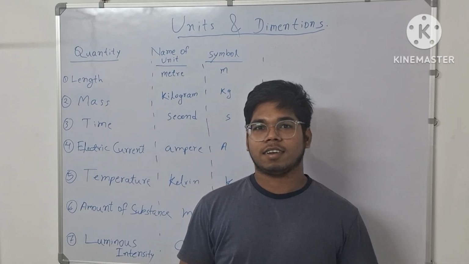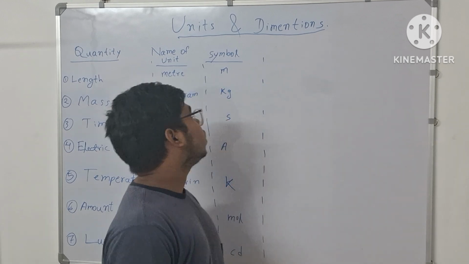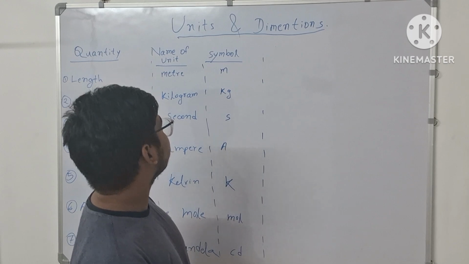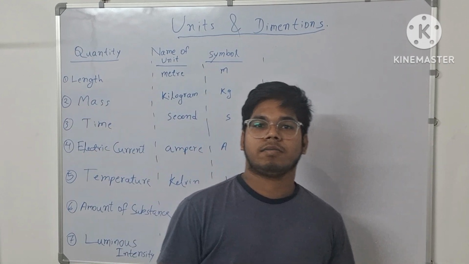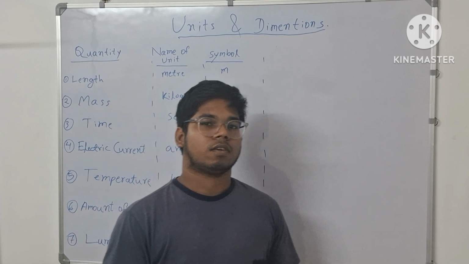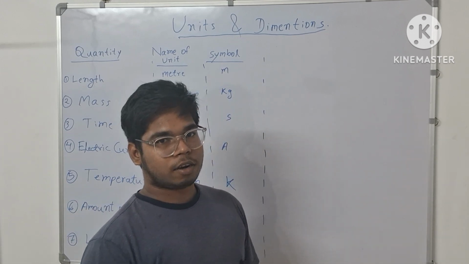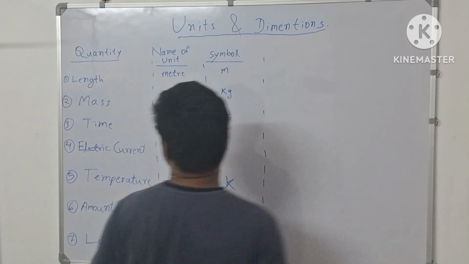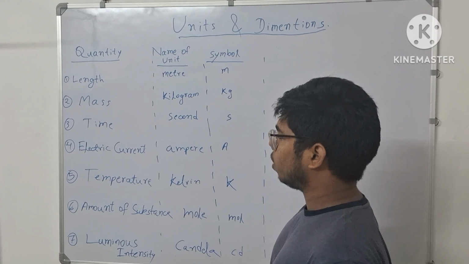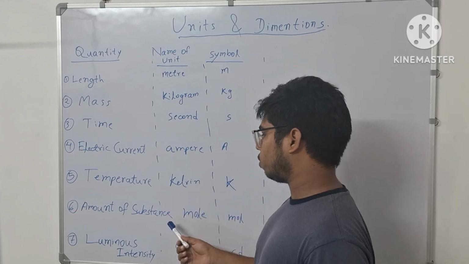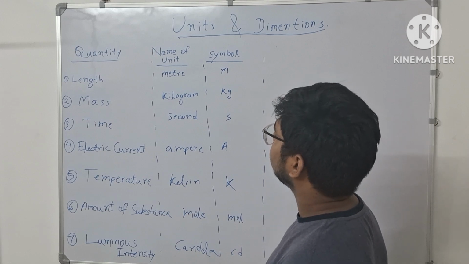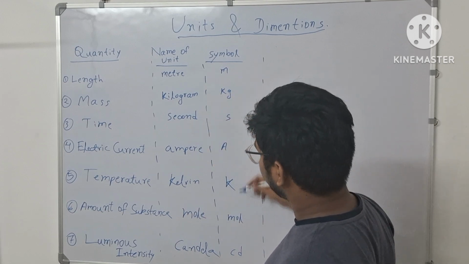Hello everyone. In the last video we talked about units and what the use of mathematics in physics is. So this is the continuation of that video. In that video we talked about seven fundamental units, which are written here: length, mass, time, electric current, temperature, amount of substance, and luminous intensity. These are the names of the units and these are the symbols.